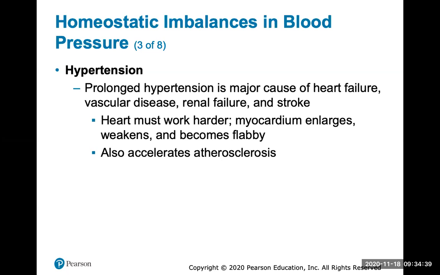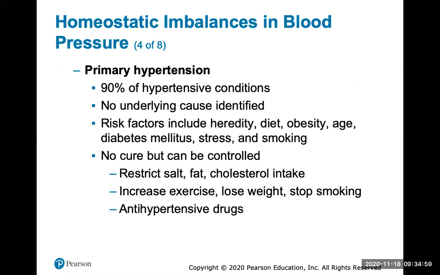Prolonged hypertension is a major cause of heart failure, vascular disease, renal failure, and stroke. The heart must work harder and the myocardium will enlarge, especially the left ventricle. It will cause the heart to weaken and become flabby, and it can also accelerate atherosclerosis. Primary hypertension is about 90% of hypertensive conditions. There's no underlying cause, but some risk factors could be stress, smoking, diabetes, diet, obesity, and heredity.